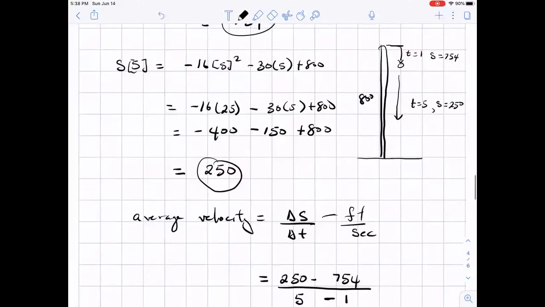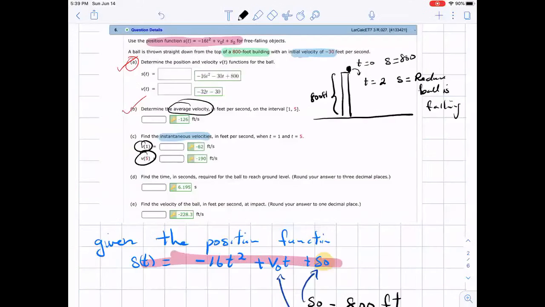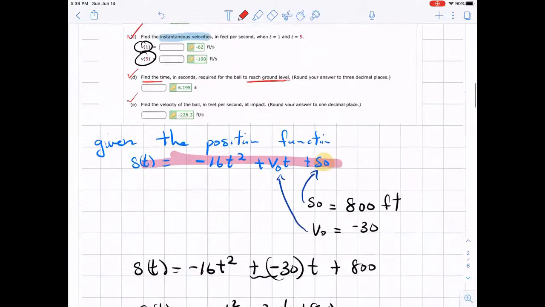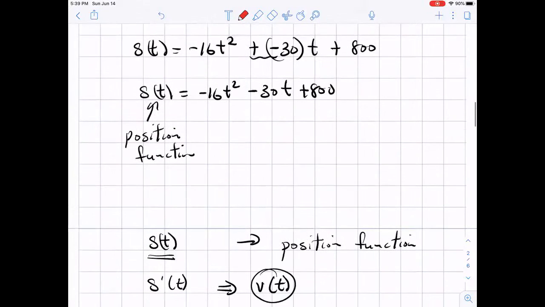Those are your instantaneous velocity. So we're finished now with part C. Now part D and part E are very straightforward. You just have to understand. It says find the time for the ball to reach the ground. So remember, you have your position function, which is this function here. They want you to find t when s of t reaches the ground, meaning that height is 0.